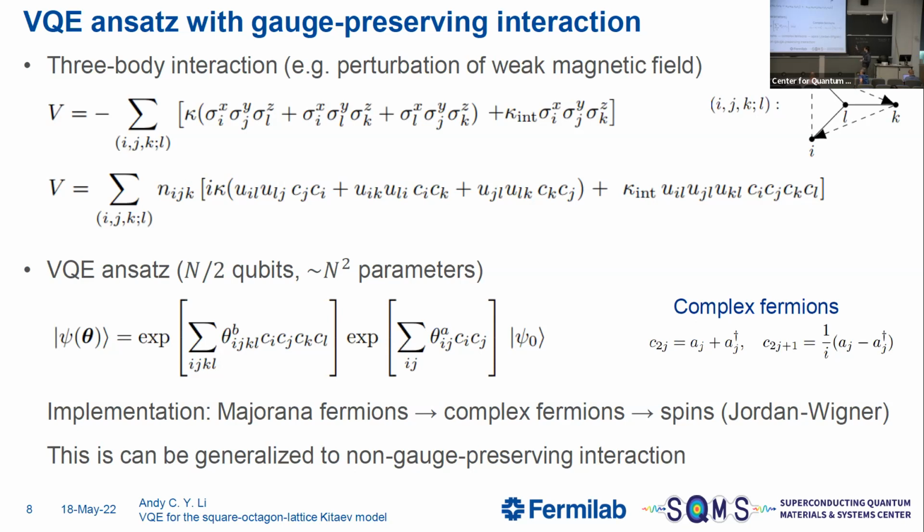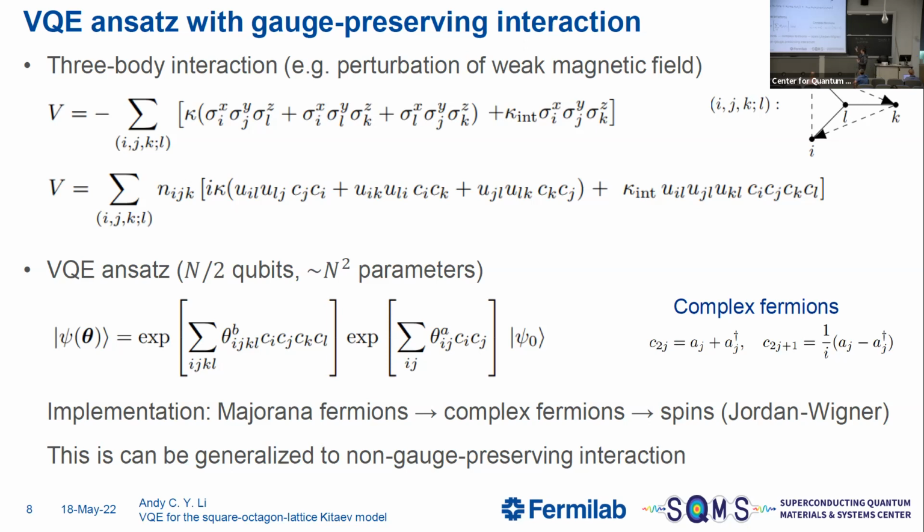So the idea is that for the implementation, we start with the Majorana fermions, and then we transform this to introduce the AJ there, then transform to complex fermions, and then we do a Jordan-Wigner transform to spins. This is a rough idea of the implementation. It can probably be optimized, but this is at least a way to do so.